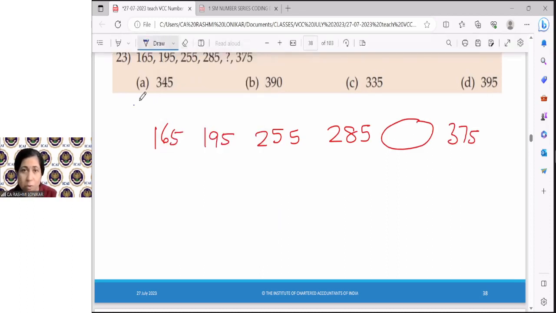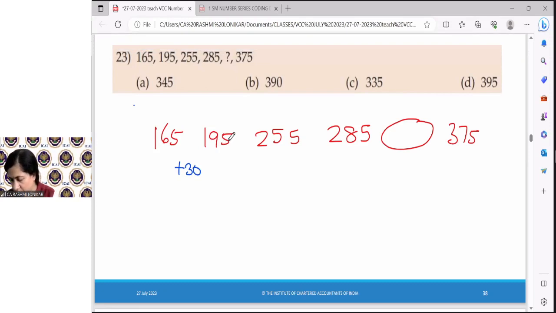So most probably it will be an addition subtraction sum. So 165, 195 plus 30. This is how much? 255 and 195. 255 minus 195, 60. Okay. Plus 60. This is plus 30. So 30, 60, 30. What should there be? It should be plus 60. So 285 plus 60.